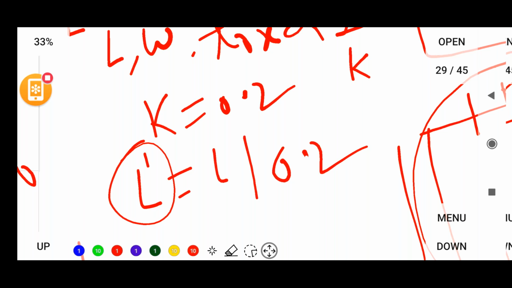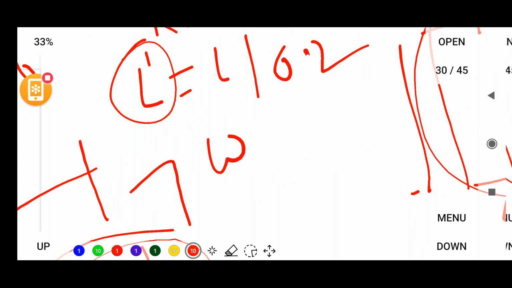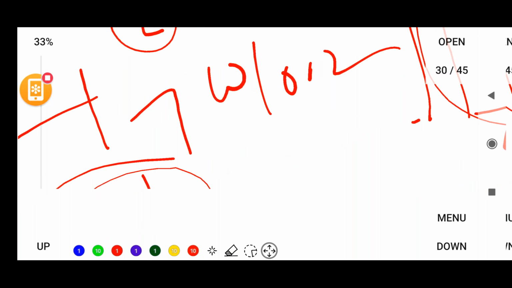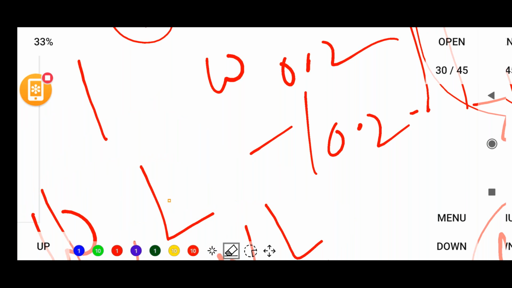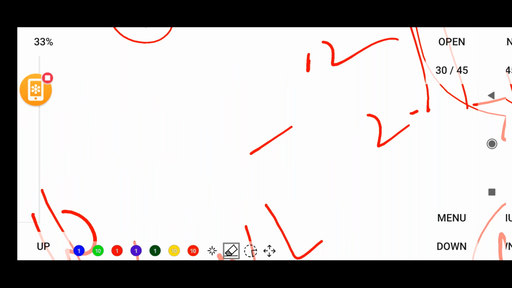Okay, and one more. Suppose that my K W value is W by 0.2, and what is my Tux? This is also T divided by 0.2. So this is a way for the reduction of the transistors. Okay, so one thing you have to observe carefully.